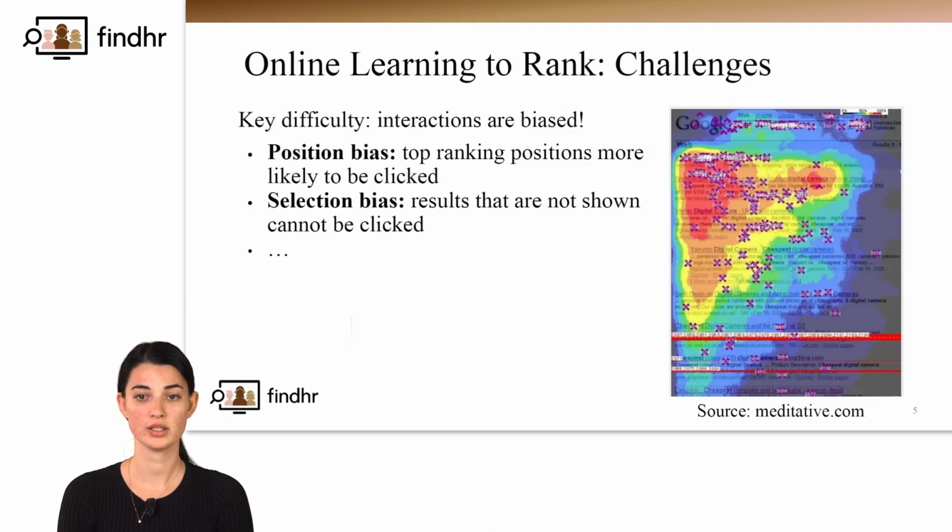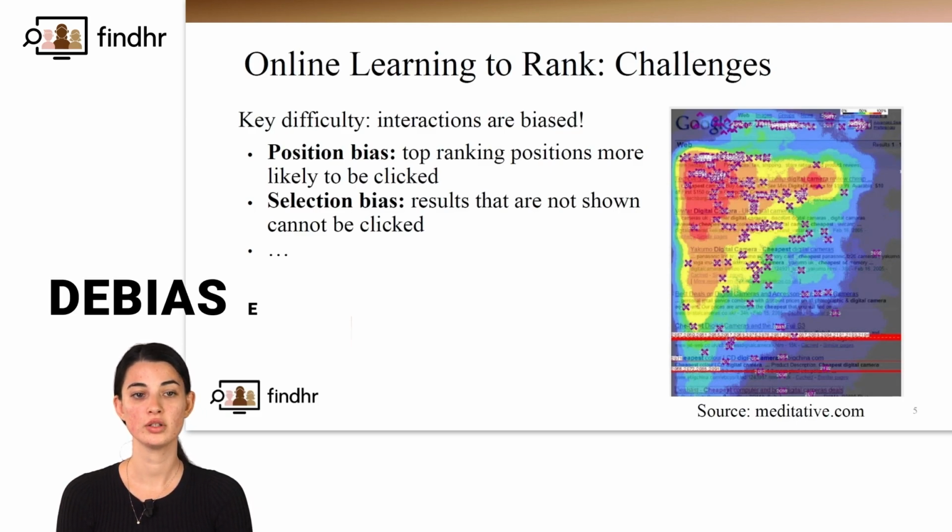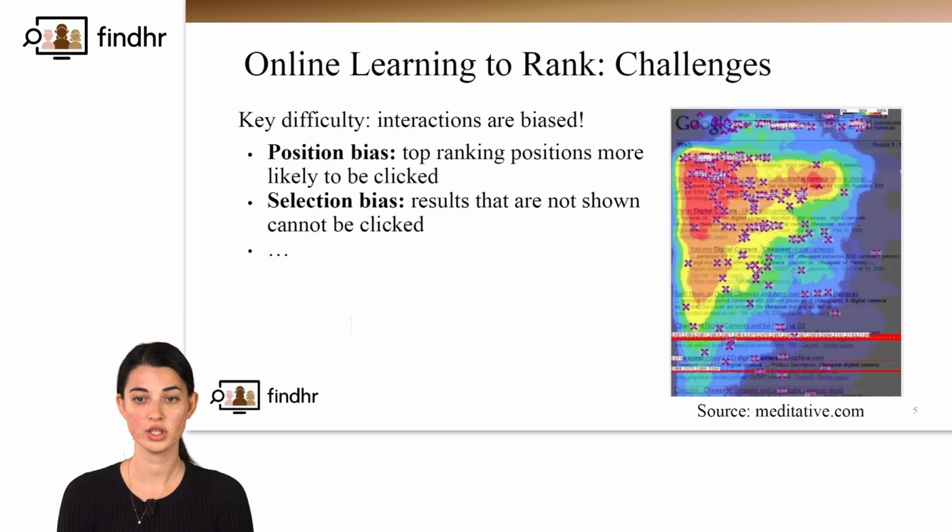The core problem is that users' interactions with live search systems are inherently biased, so the interactions need to be debiased before they can be used as training data. An example of position bias is shown on the right-hand side, which shows eye tracking of search results. Users are more likely to click results at the top few positions than they are to click results later in the list, regardless of whether the top results are actually relevant. There are many other biases as well.